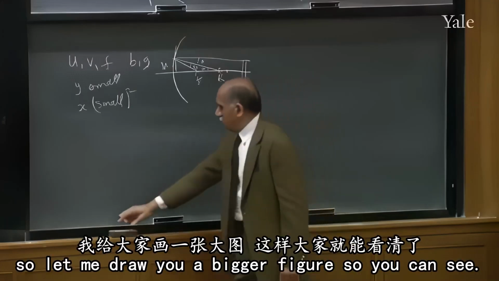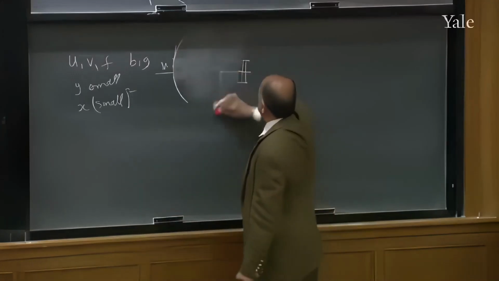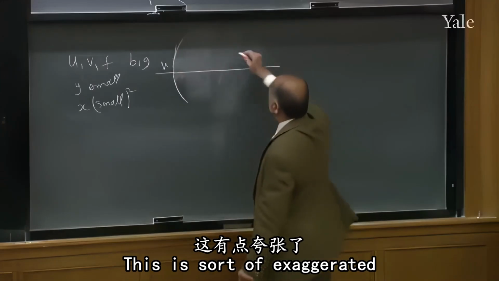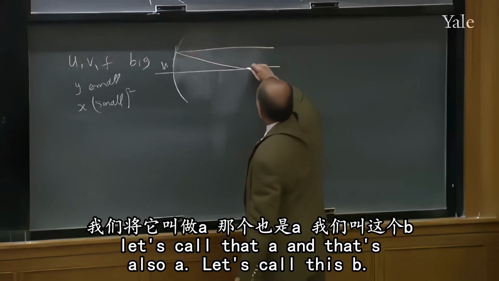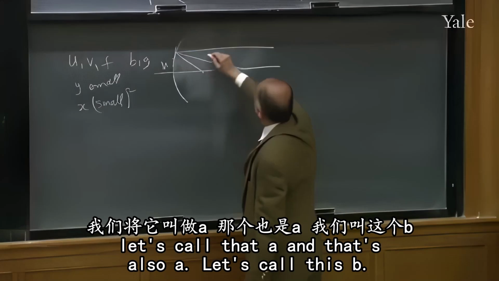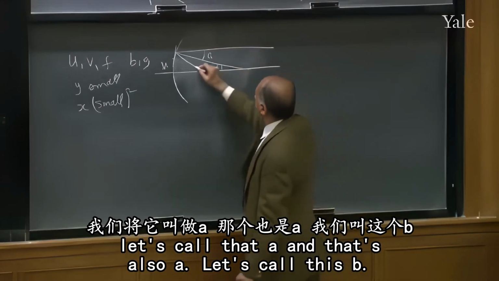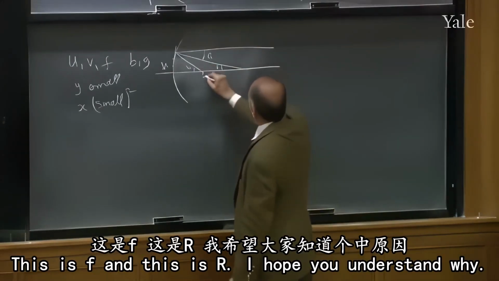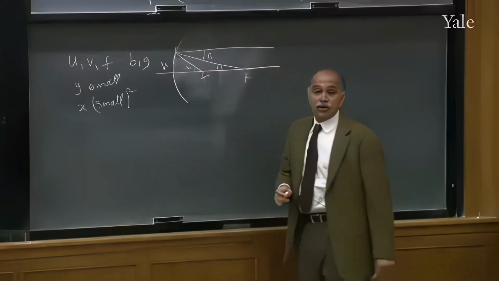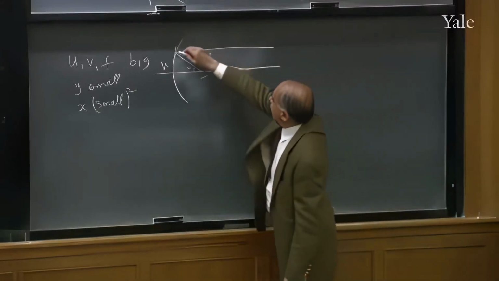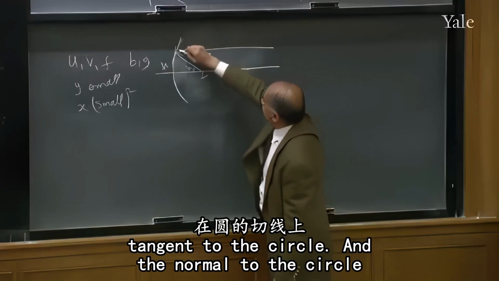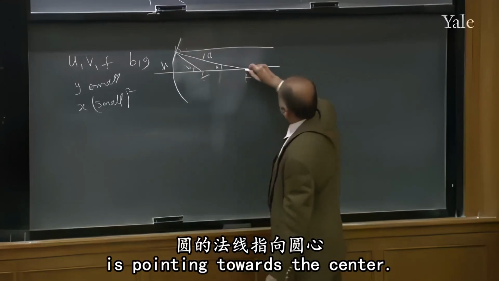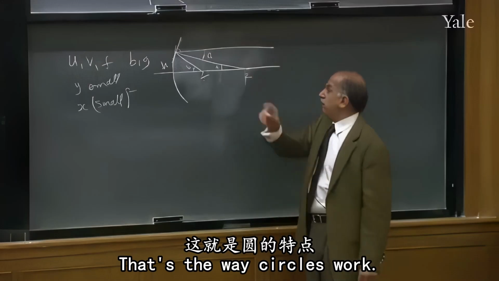This figure is too small, so let me draw you a bigger figure so you can see. It's sort of exaggerated, so you have to be a little careful. Okay, let's call that A, and that's also A. Now let's call this B. This is F, and this is R. I hope you understand why. That's the important part. This mirror locally is tangent to the circle, and the normal to that circle is pointing toward the center. That's the way circles work. You draw a perpendicular from the circumference, you hit the center.